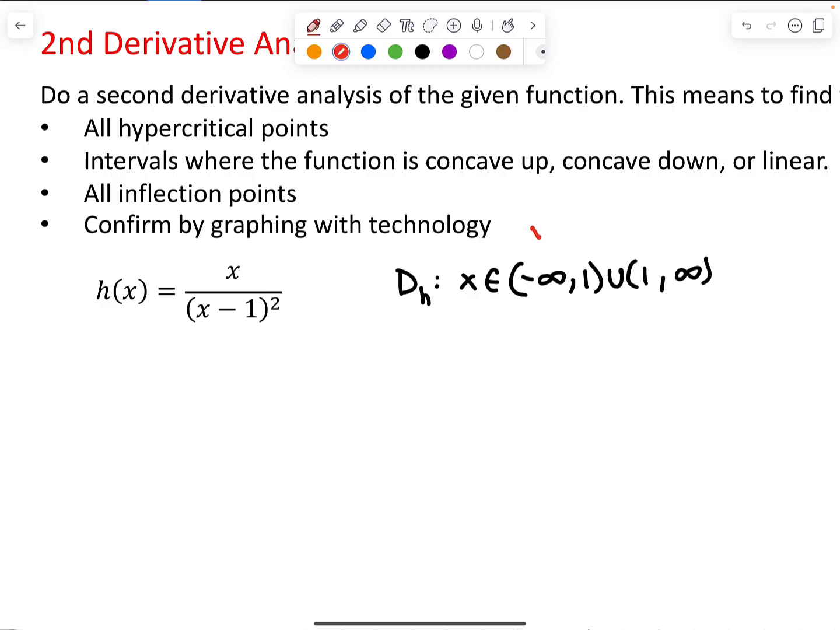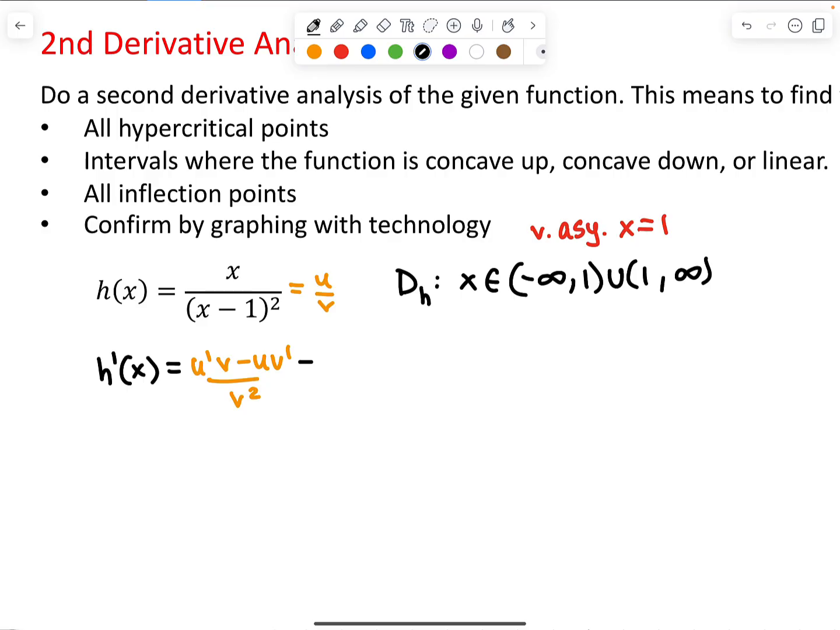Make a note to myself that there will be a vertical asymptote at x equals 1. Now we've got to find the second derivative. But first we find the first derivative. I do see we have a quotient of two functions, so I will use the quotient rule, which will be u prime v minus uv prime over v squared.